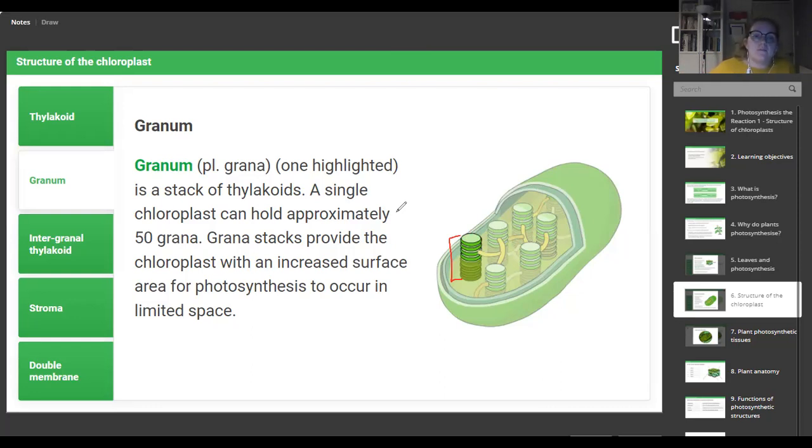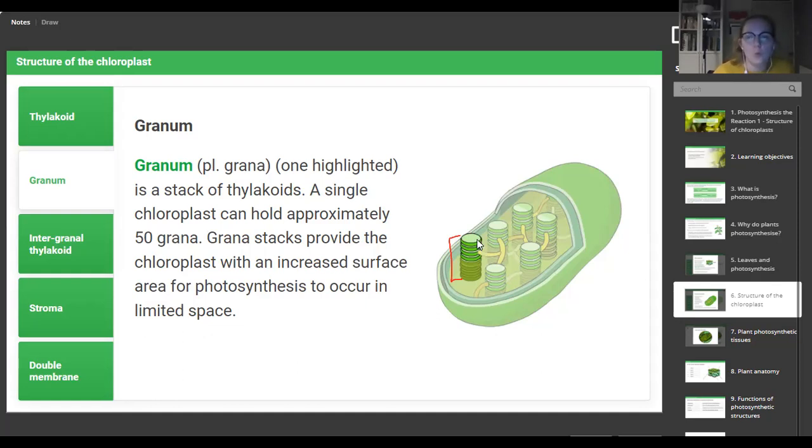These grana stacks provide the chloroplast with an increased surface area for photosynthesis to occur in a limited space. So basically, chloroplasts are really, really small, and that thylakoid was only 5 micrometers in diameter. If we stack all these thylakoids on top of each other, we're increasing the surface area. It's that answer that comes up all the time in biology. Why is it like this? Why do we stack them? Increase surface area. We're increasing the surface area in something that's got a very limited small space, so more photosynthesis can occur. When in doubt in biology, it's often to increase surface area.